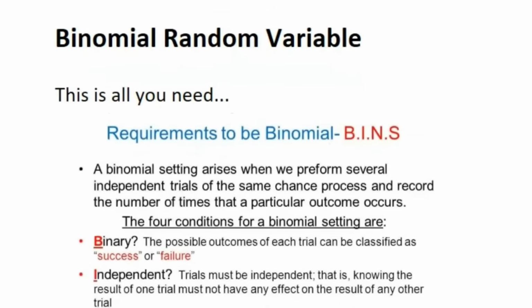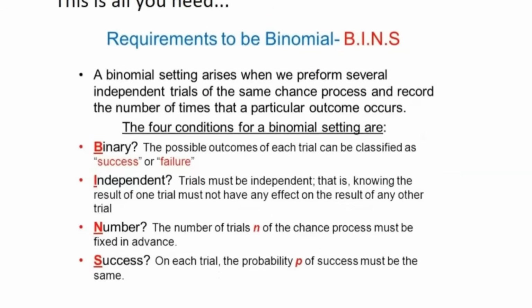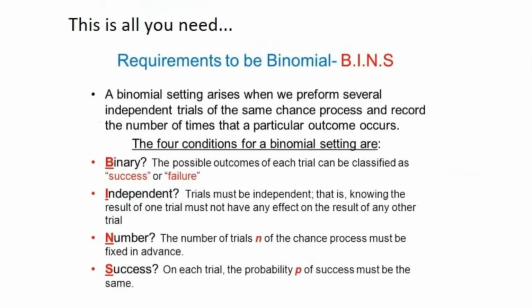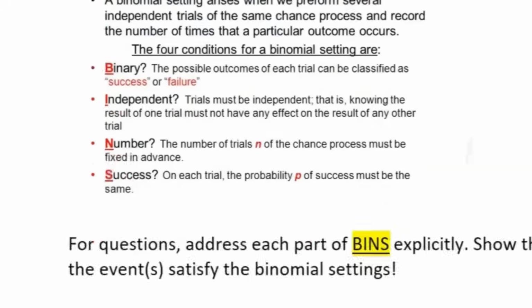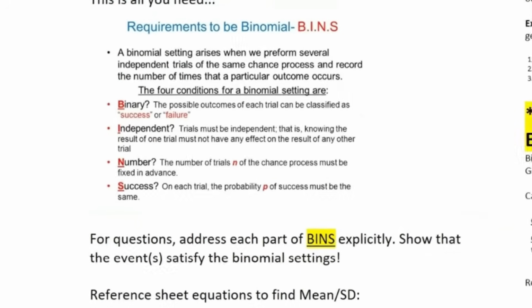All right, so now we're going to move on to binomial random variables, and I'm going to tell you this is all you need. You need to know the acronym BINS. First off, is it binary? Does it satisfy the binary? There has to be a success and there has to be a failure. Are the trials independent? Is there a fixed number of trials? And is there a set probability of success for each trial?